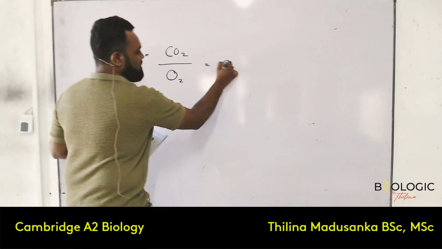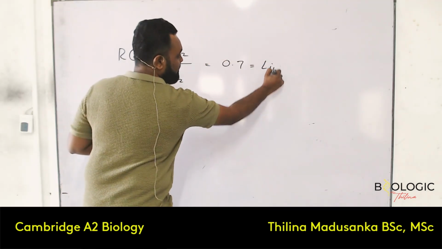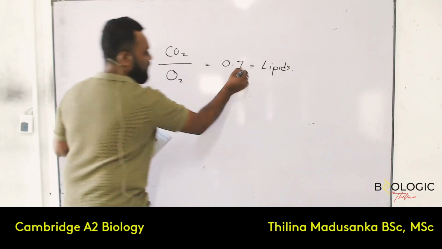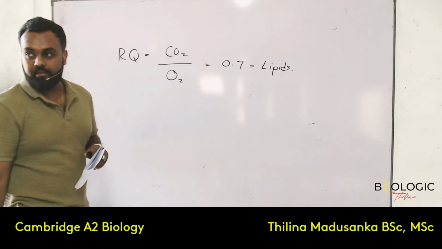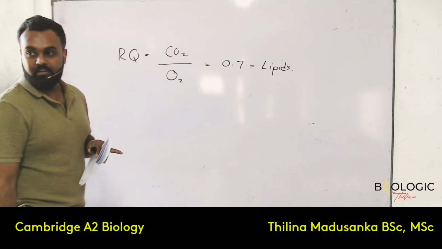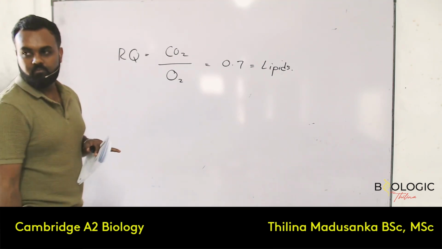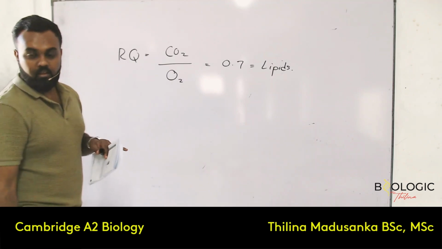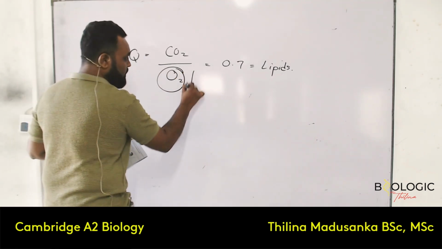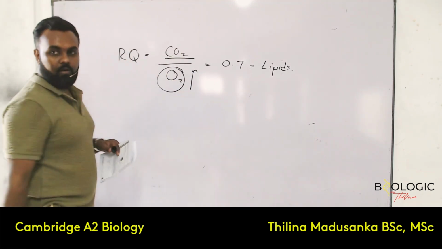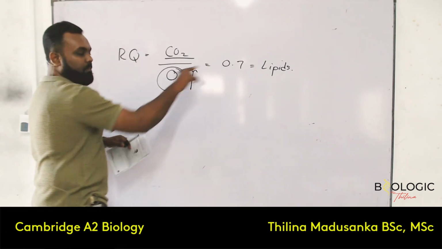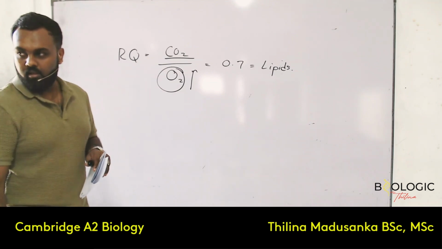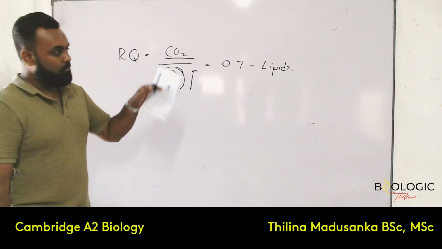For lipids, 0.7 means, tell me, carbon dioxide or oxygen, which is higher? In order to get 0.7, which should be higher here, oxygen or carbon dioxide? Oxygen. This value should be greater than this value. What is the meaning of that? More oxygen is required to break down lipids.